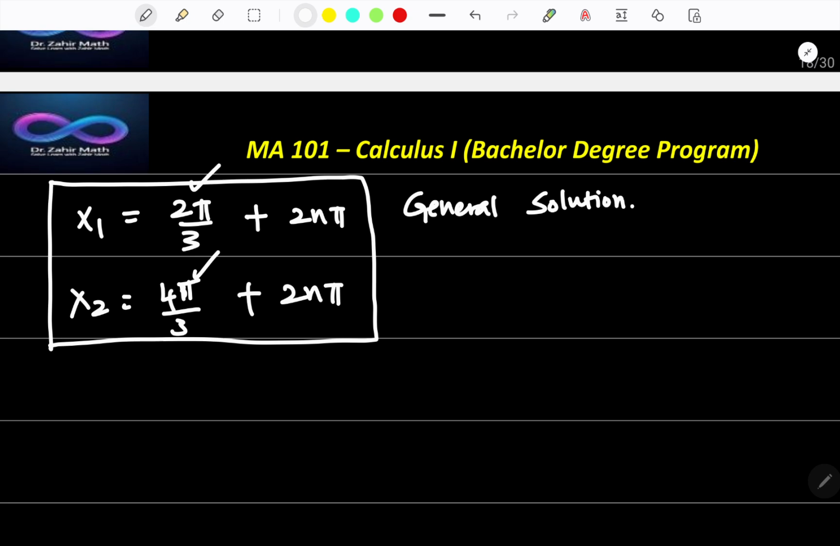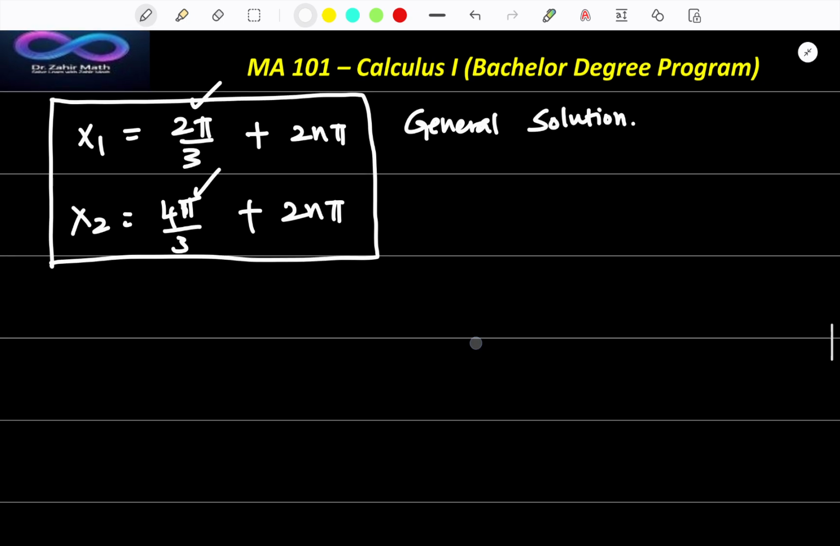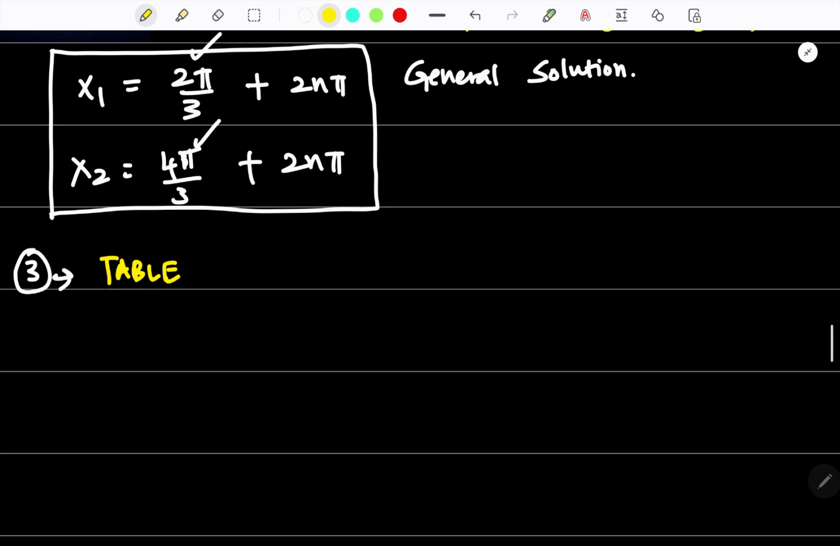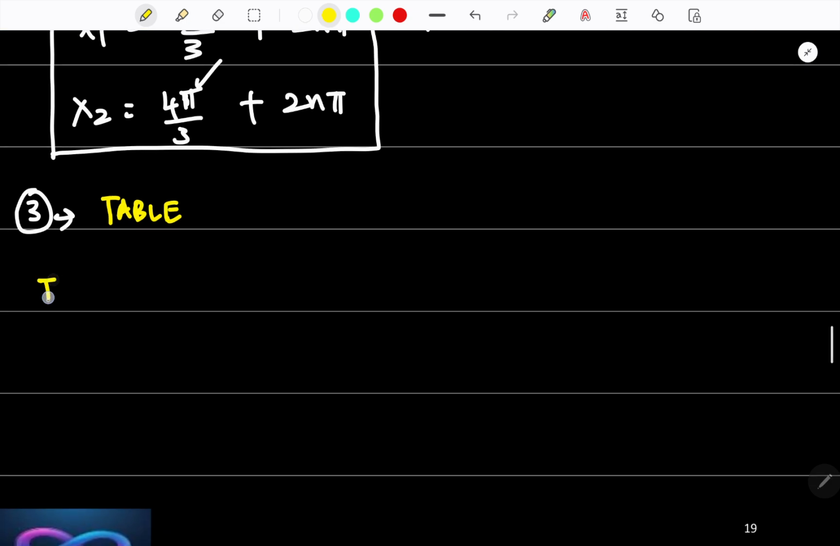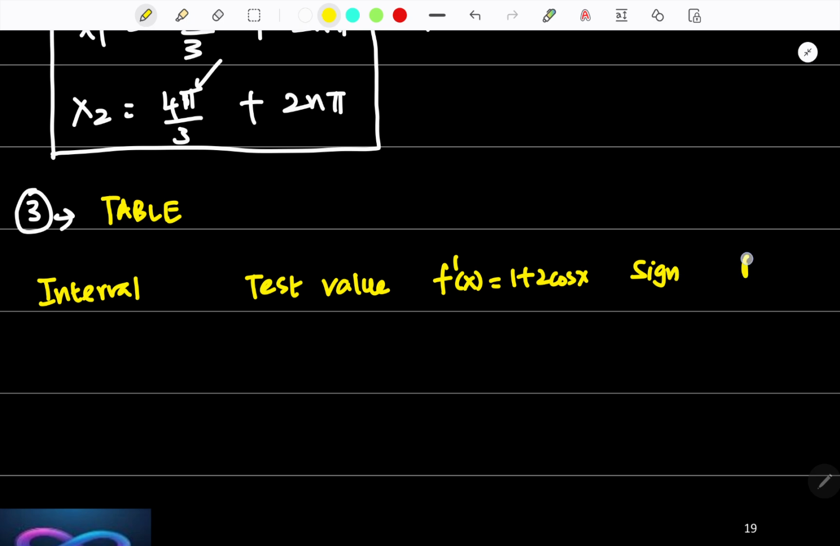Now what are we going to do? We are going to create the table. That is step number 3. How are we going to create the table? First is the interval, right? The next is the test value. You're going to take a test value, right? And the next we are going to put f dash of x equals 1 plus 2 cosine x. Then you are going to check the sign. Then we are going to write the result, increasing and decreasing. After that, we come to the conclusion, maximum and minimum. Clear all of you? Right.